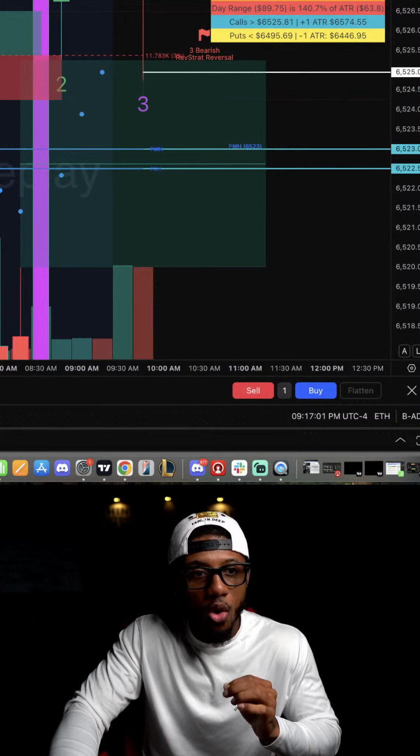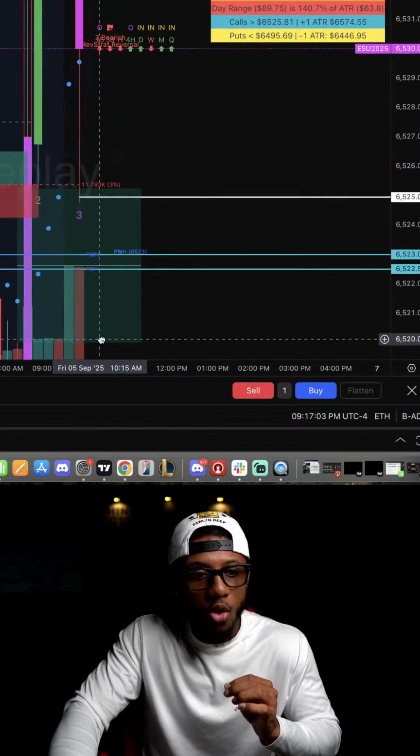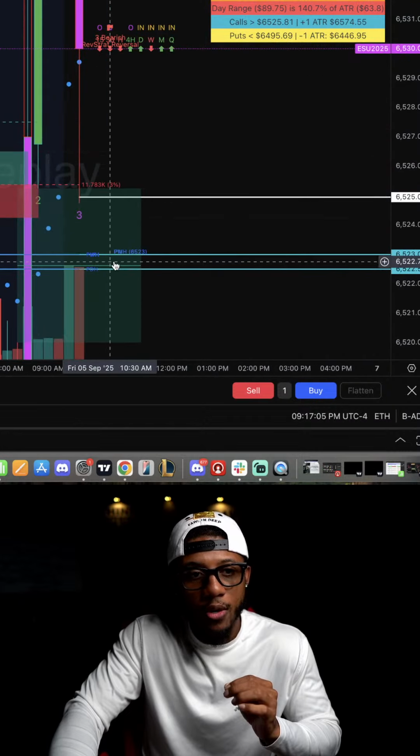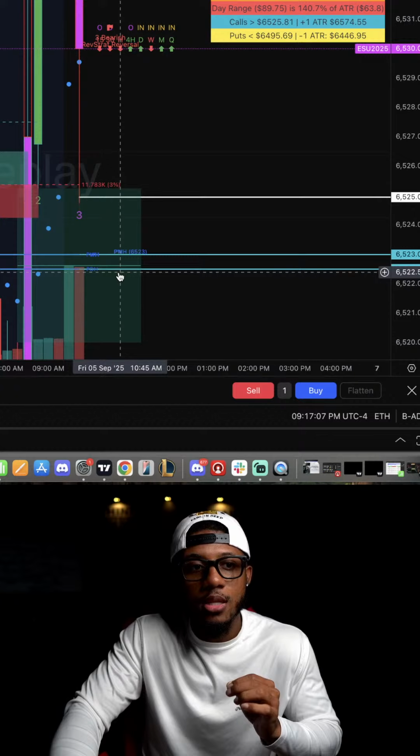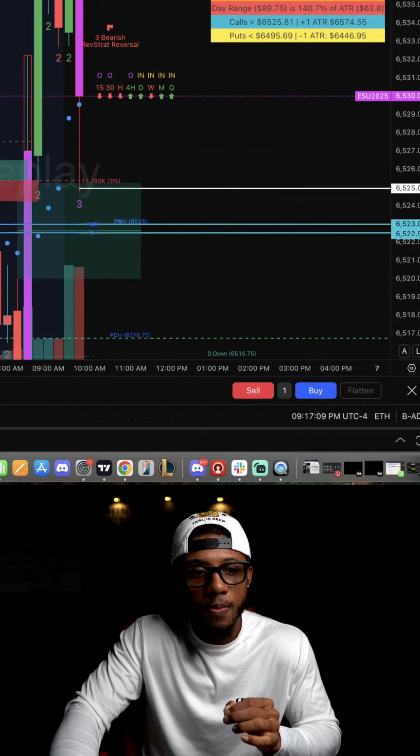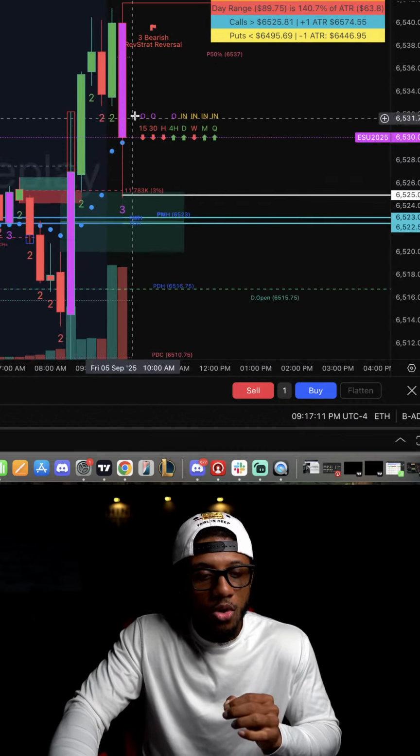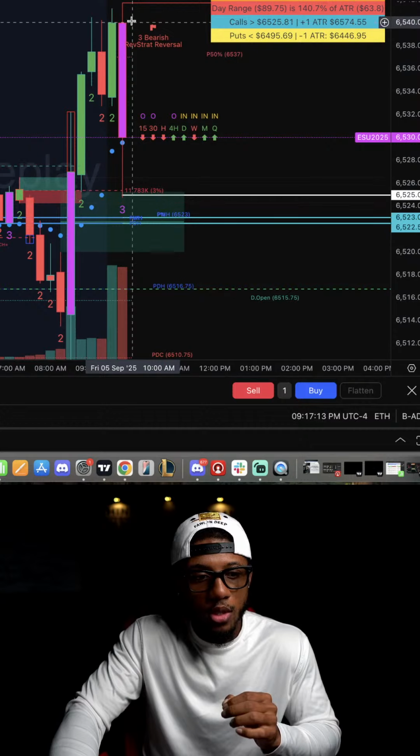If price is over these levels, this is now support. If price is under these levels, it is now resistance, right? So what happens is this candle closes like this.